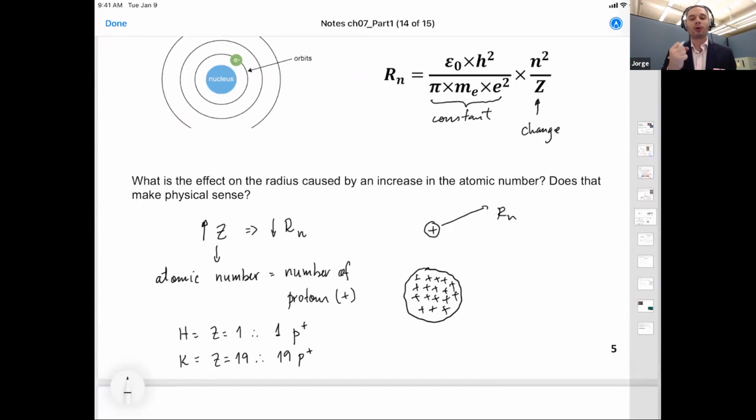What can we tell about the intensity with which 19 charges attract one electron? Does it make sense that 19 positive charges will attract the electron with a higher intensity? Therefore, that's why there will be a decrease in the radius. And that's the meaning of the Bohr equation. So I don't want you to calculate anything using the equation, but you need to be able to understand the equation. What are the effects when we change the number of the shell and the atomic number?